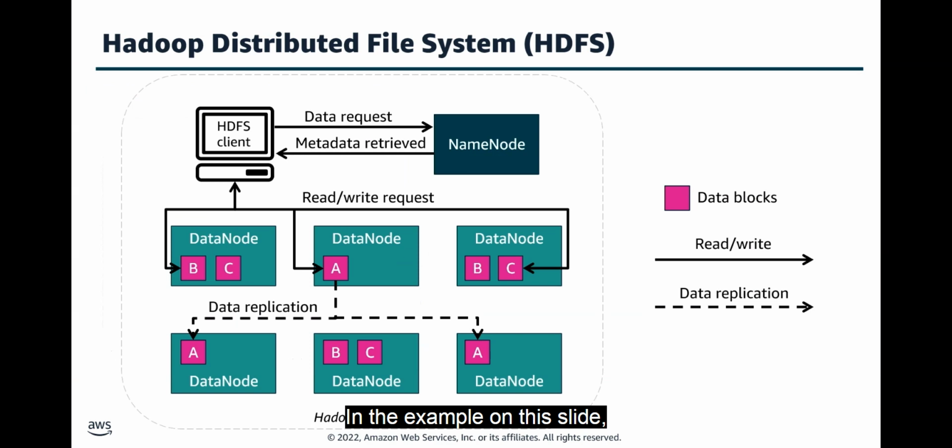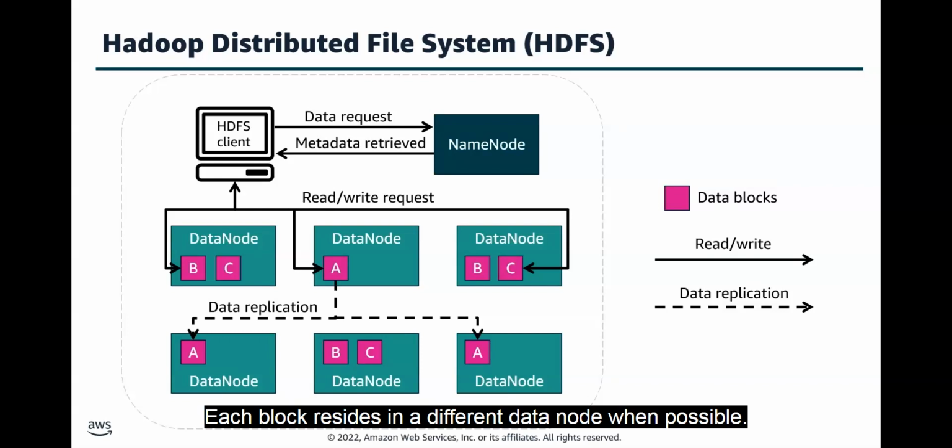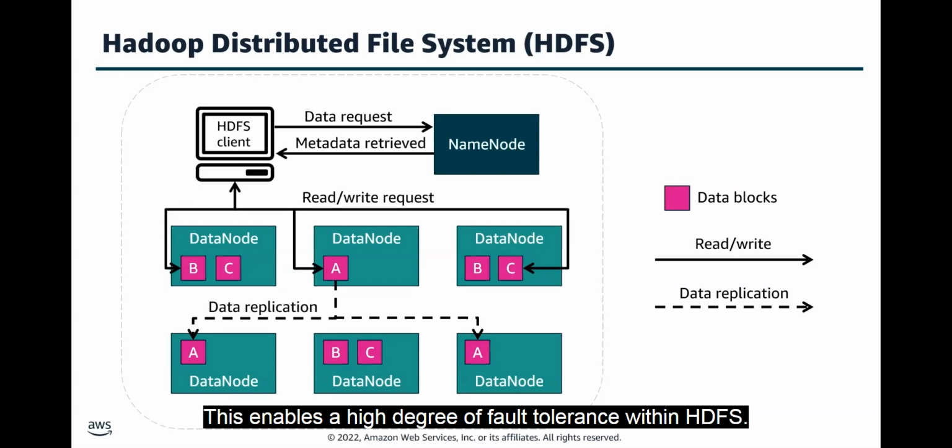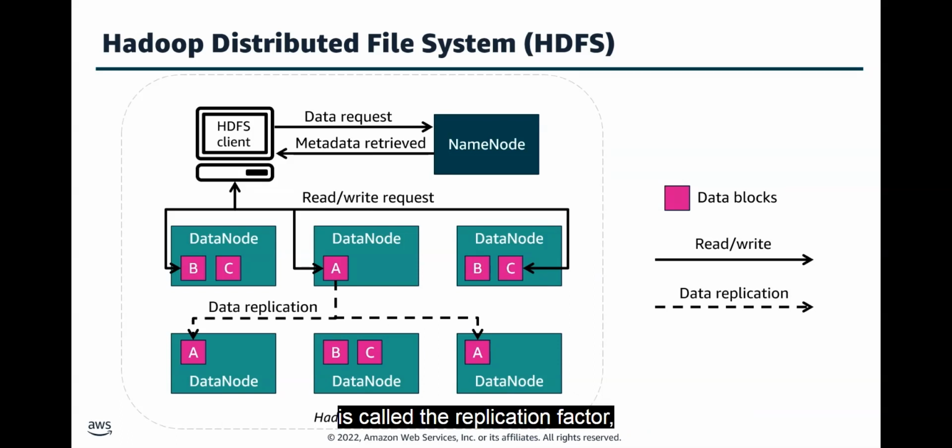In the example on this slide, a large data file has been split into 3 data blocks. Each block resides in a different data node when possible. To avoid losing data if a cluster node fails, HDFS replicates each block several times across different nodes. This enables a high degree of fault tolerance within HDFS. The number of times that a block is replicated is called the replication factor, and it's a configurable setting. The cluster's name node catalogs the metadata about each file that is stored in the cluster. The cluster data nodes store the data blocks for each file that has been saved to HDFS.